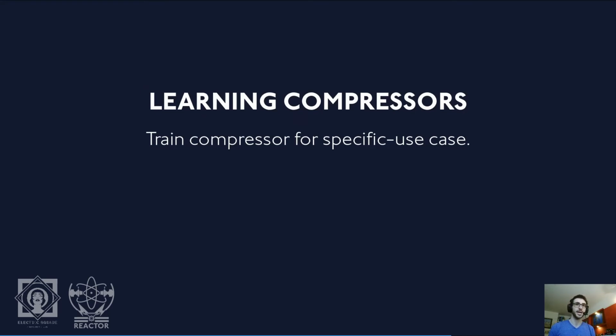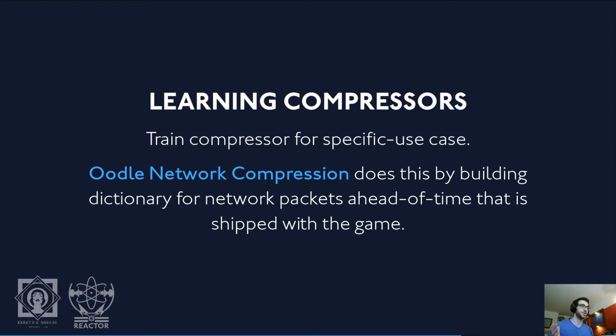You can train a compressor for a specific use case. And a good example of this is network compression. So Rad Game Tools have a compressor called Oodle Network Compression. And what you do, as a developer, is you play your games internally. You tell the compressor that you're playing these network games, and it builds a dictionary of what the packets are likely to be ahead of time.